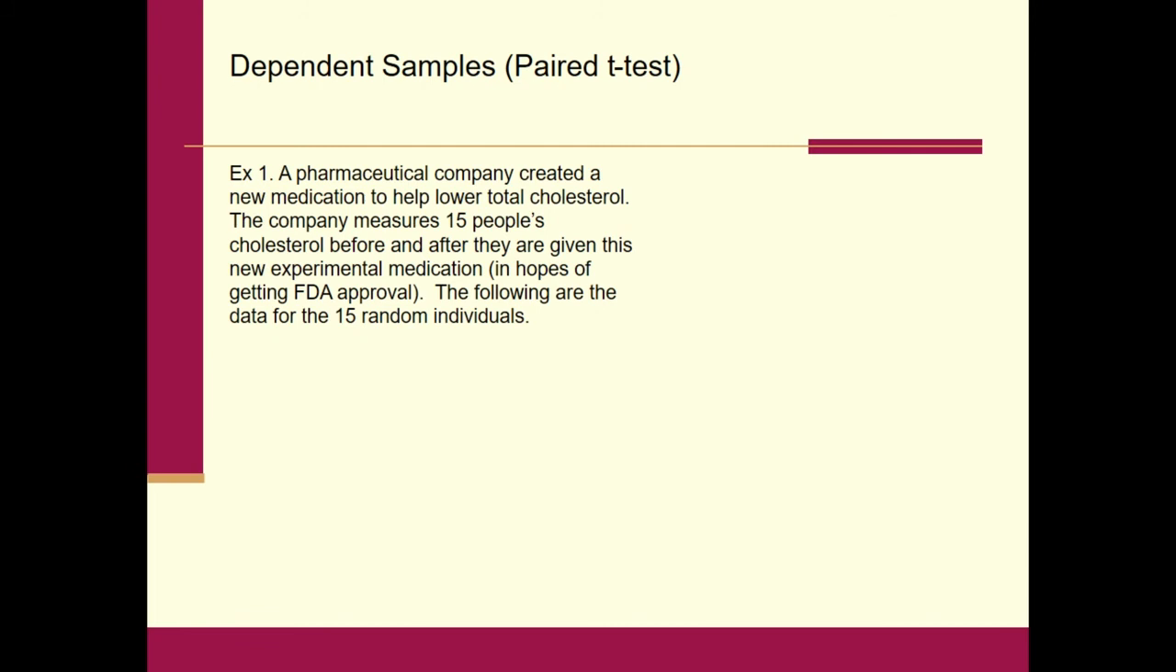A pharmaceutical company created a new medication to help lower total cholesterol. The company measures 15 people's cholesterol before and after they are given this new experimental medication in hopes of getting FDA approval. The following are the data for the 15 random individuals.